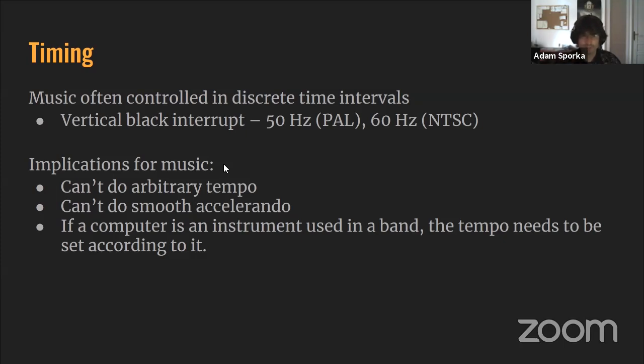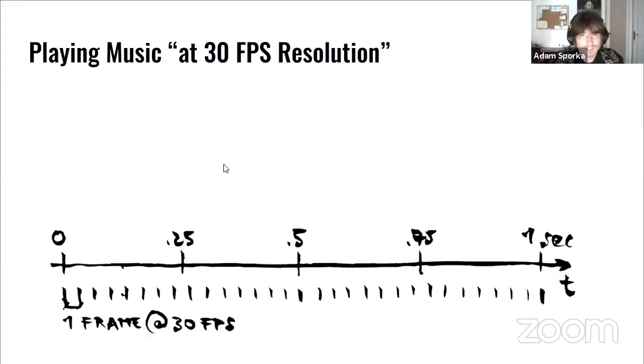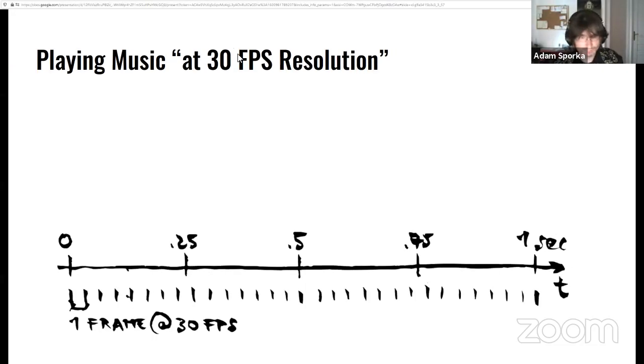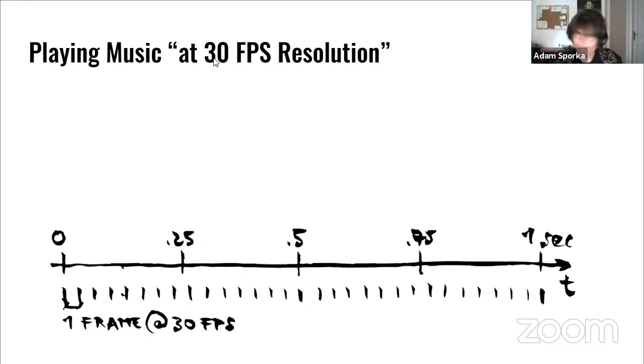So, and also if a computer is an instrument used in the band, the tempo has to be set based on it, right? Because there is no way, again, like no MIDI, nothing. So what I mean by that, let's assume that we have a 30 FPS resolution. Well, it would be, let's say, 60 on DSC, but let's say that we have 30 frames per second, and on each frame we can just do something with the music.